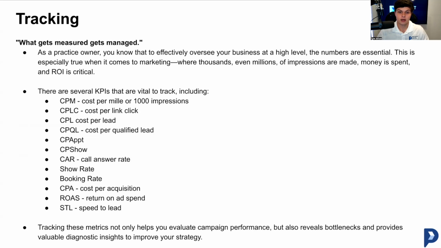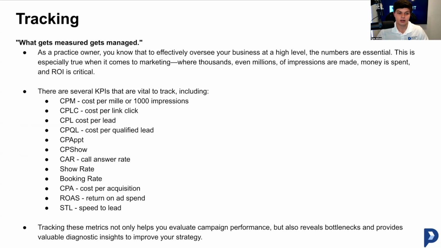So some key KPIs that you should be tracking are CPM, which means how much you're paying for 1,000 impressions, CPLC, which means cost per link click, cost per lead, cost per qualified lead, cost per appointment, cost per show, call answer rate, which means how many calls are you making and what's the answer rate of these leads that are picking up. Of course, the show rate, booking rate, cost per acquisition, return on ad spend, and speed to lead.